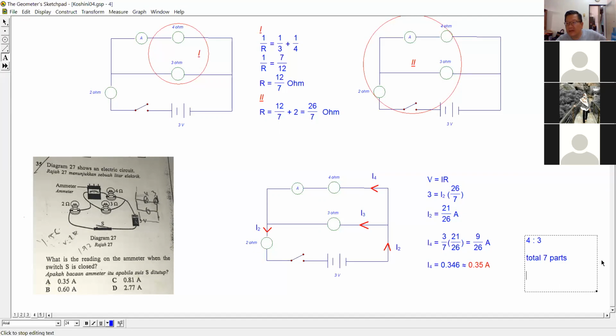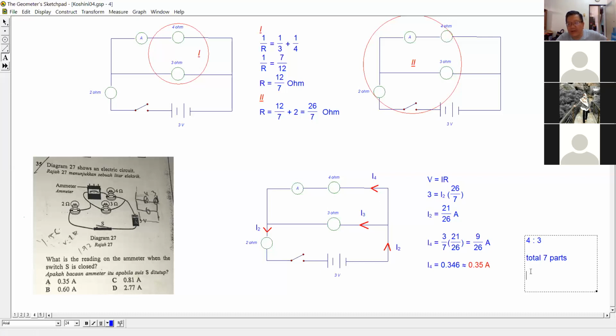So this 4 is to 3. The ratio in which they split up is 4 is to 3. But it's not a direct ratio, it's a reciprocal, the inverse of it. Okay, I will explain how. They will split up according to 4 parts and 3 parts respectively. Altogether they are 7 parts.